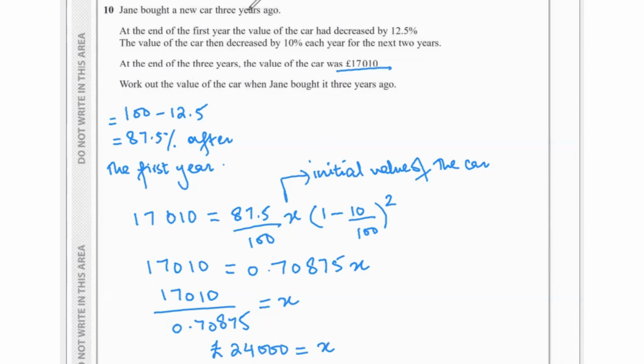So once again, first we decrease the initial value of the car by 12.5% after the first year. Then that value is decreased by 10% for the next 2 years. So that's why it's 87.5 over 100 times X, X being the initial value of the car, times (1 minus 10 over 100) to the power of 2, because we're talking about 2 years. And this entire thing equals the current value of the car, which is 17,010 pounds.